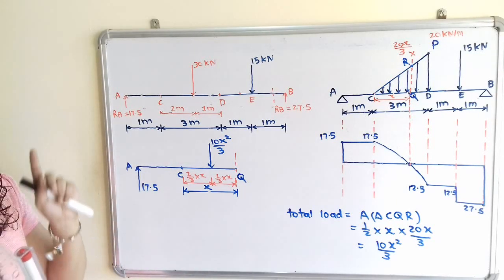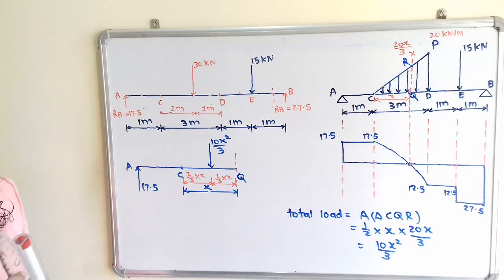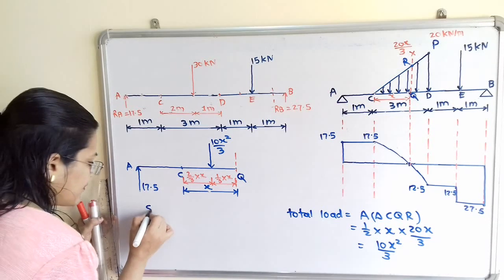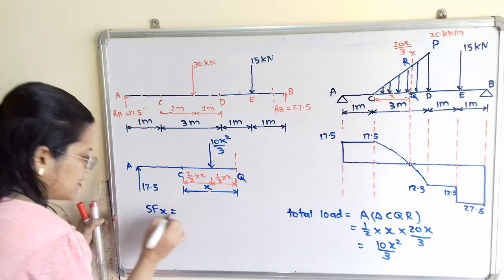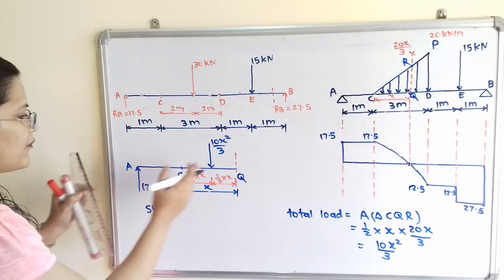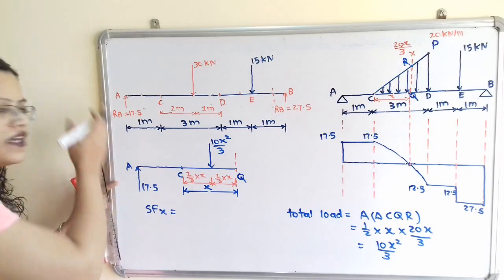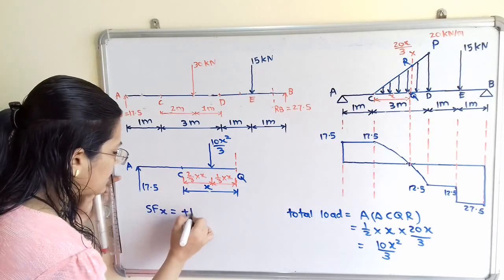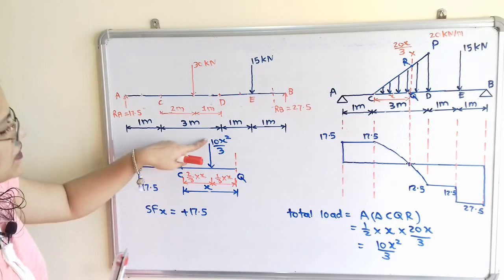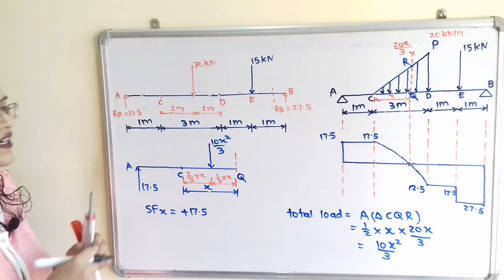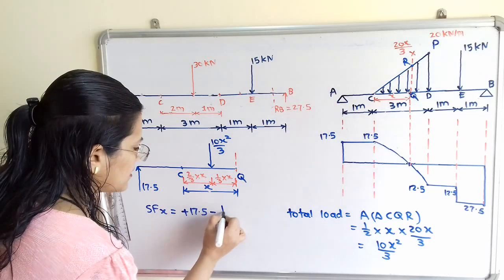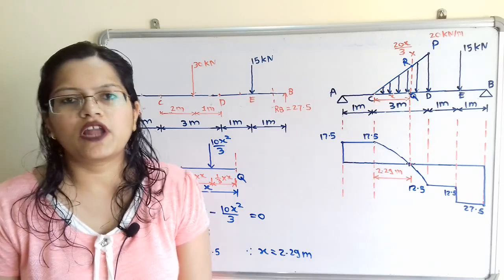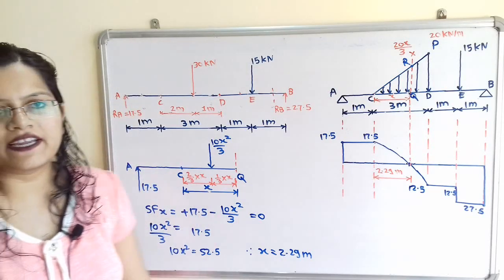So we will take the summation of forces which are on the left hand side. According to the sign convention, I will write here SF at a distance x, that is SFX, is equal to: the forces which are in the upward direction, we will take plus 17.5, and forces which are in downward direction, we will take the negative sign, that is minus 10x square by 3. This is the formula we get to calculate shear force at any distance x.